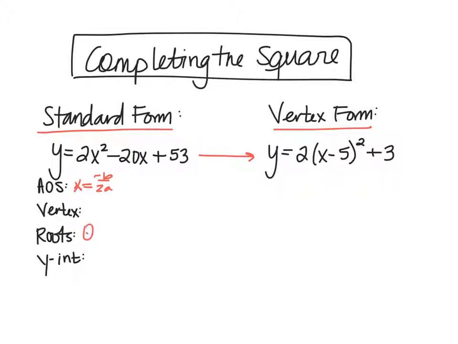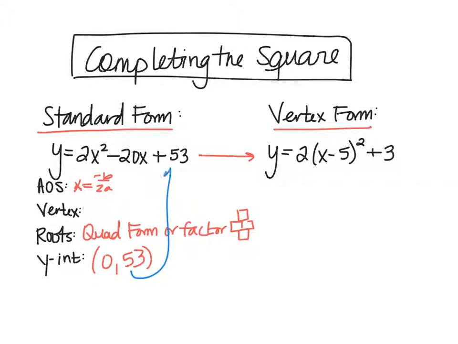We haven't really talked about that. Roots, you can do the quadratic formula, which is the song, or we can factor, which is when we did, if you remember back, that little puzzle where we set up the boxes and tried to pick our two numbers. Also, the y-intercept is really easy to find from standard form. In this instance, it's 0.53. Remember, the y-intercept is always just the number that's without a variable.